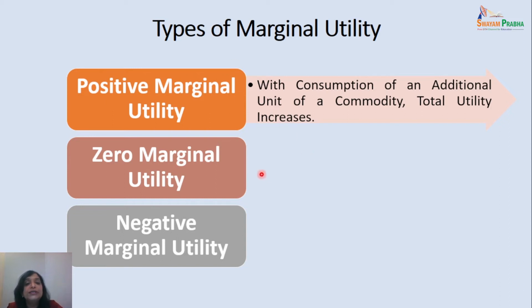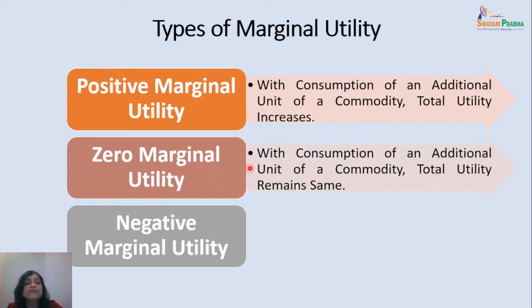Zero marginal utility means that extra consumption of that unit did not change your total utility. 3 units gave you total utility of 5. 4 units also give you total utility of 5. There is no change in your utility because you are consuming the 4th unit.